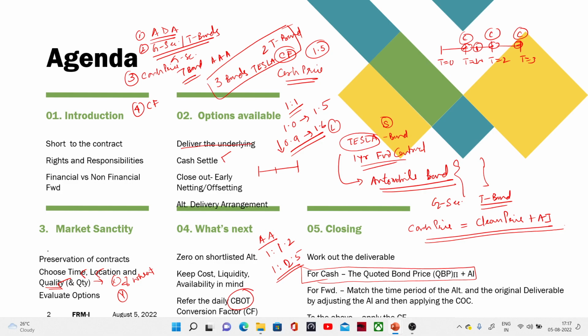We also talked about all of them. So here, if we have understood up until here, let's understand then how the quoted bond price of the alternate arrangement or the alternate bond should be.